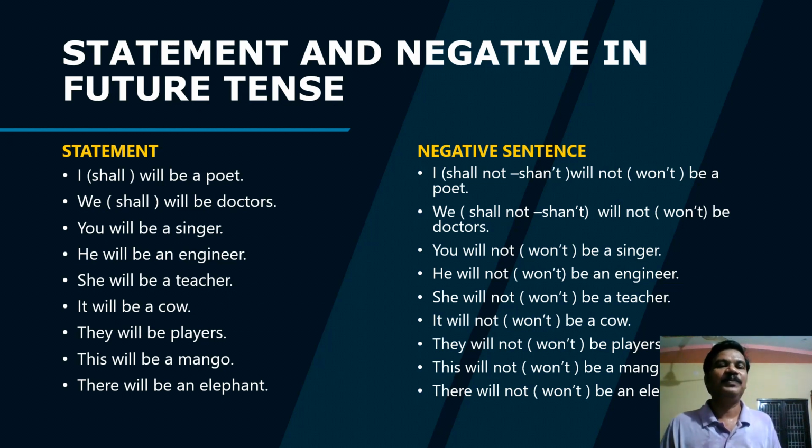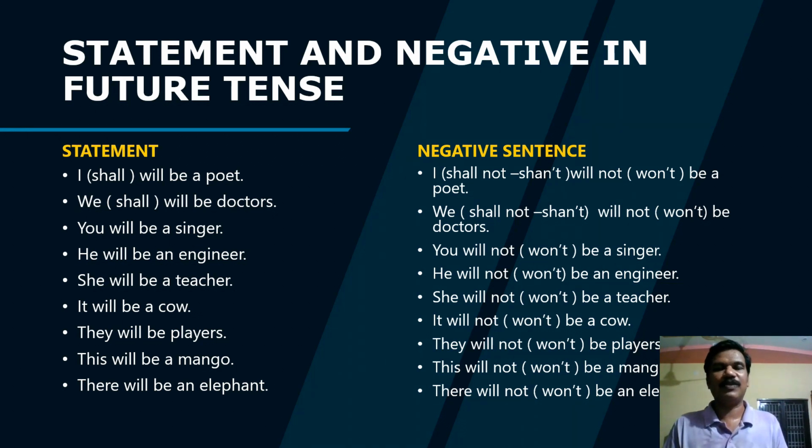Let's learn. I shall, I will. Don't worry. Just use only will later. Let's learn. Why do we use shall? In academics, we use shall for I and we. But normally in colloquial language, we use will for all subjects. Therefore, I have given this just to make you understand the uses of shall and will.